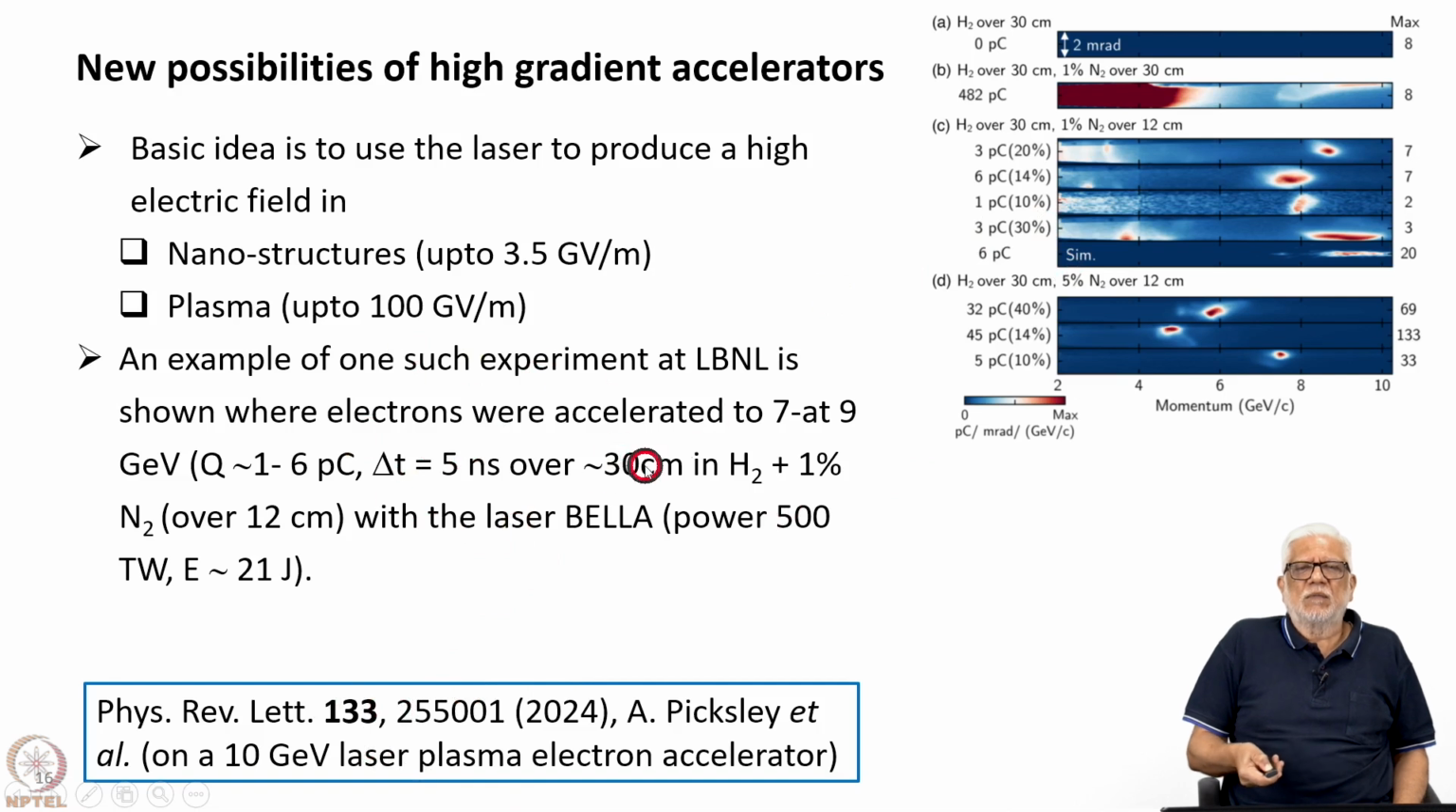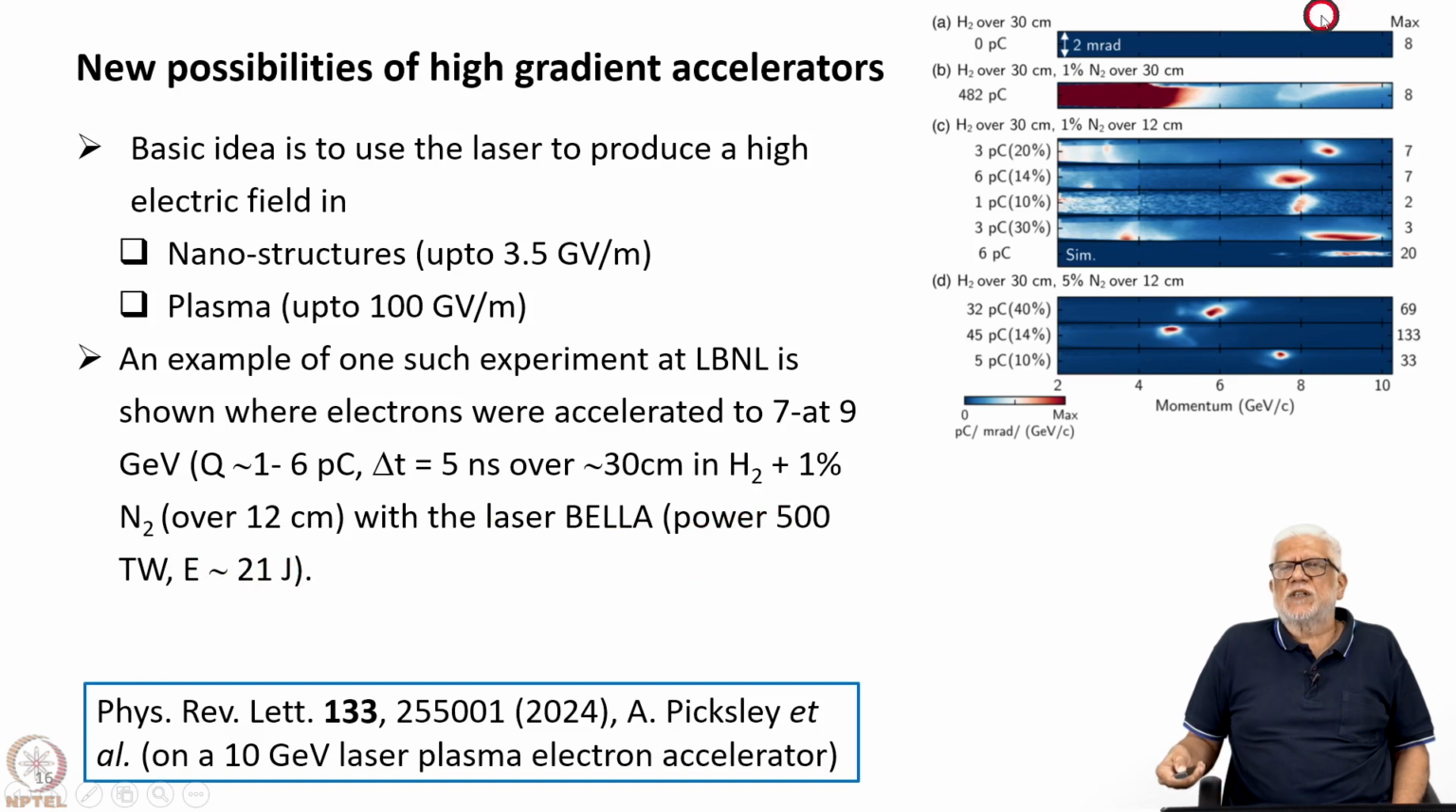where they showed that they could produce electrons accelerated to about 7 to 9 GeV, the total charge being about a few picocoulombs over time scales of the order of a few nanoseconds, and over about 30 centimeters in hydrogen, which is spiked with 1% of nitrogen over a smaller distance. And this is done using the laser called BELLA, whose power is of the order of 500 terawatt and delivers an energy of the order of 20 joules.